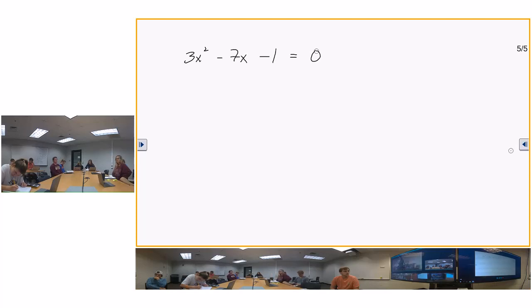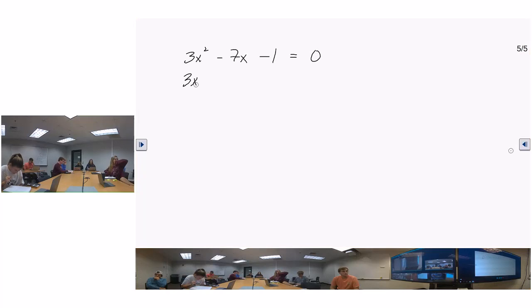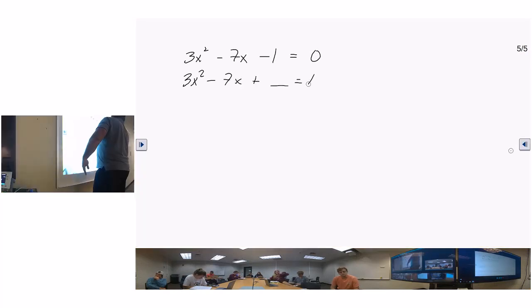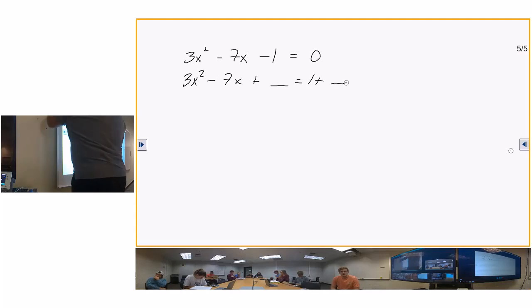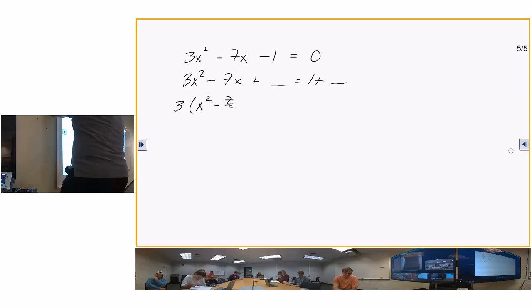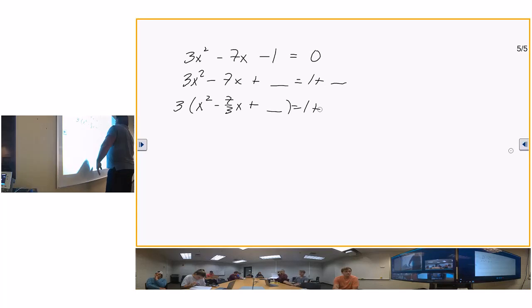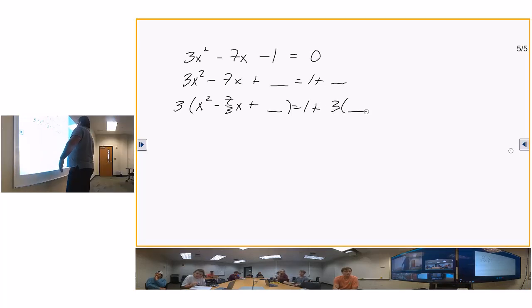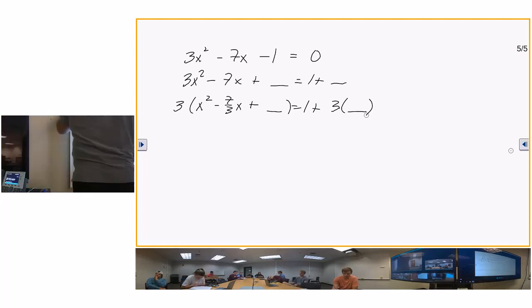So, factor out, move the 1: 3x squared minus 7x plus blank is equal to 1 plus blank. Factor out a 3, that gives me x squared minus 7/3 x plus blank is equal to 1 plus 3 times blank.